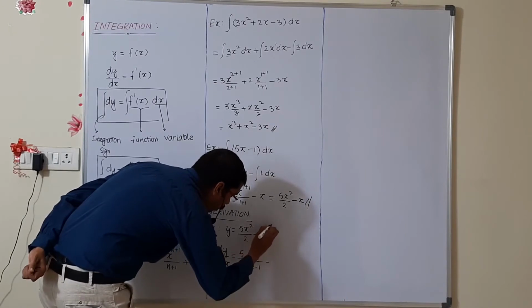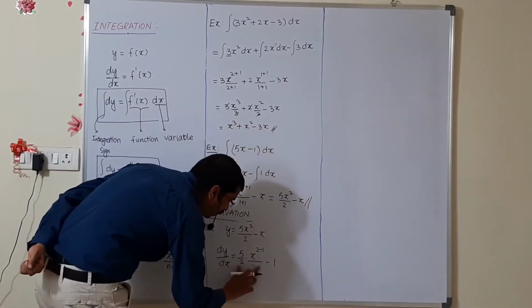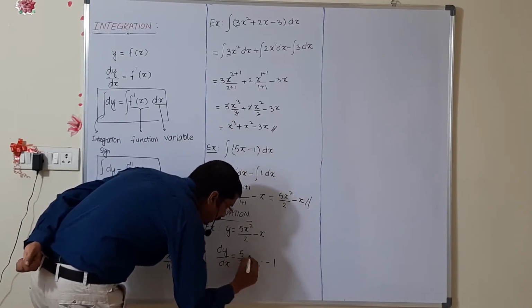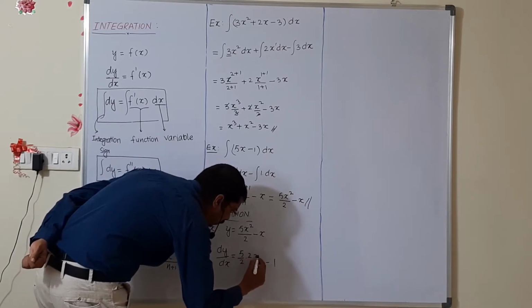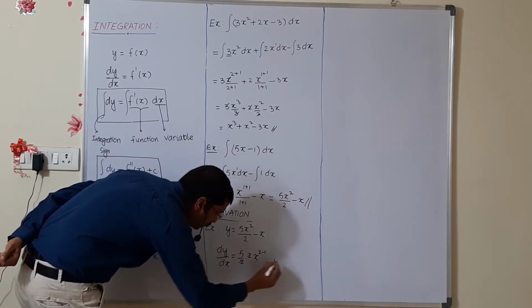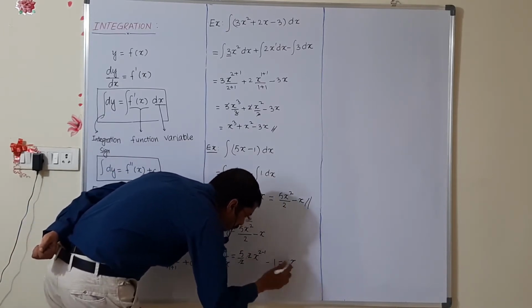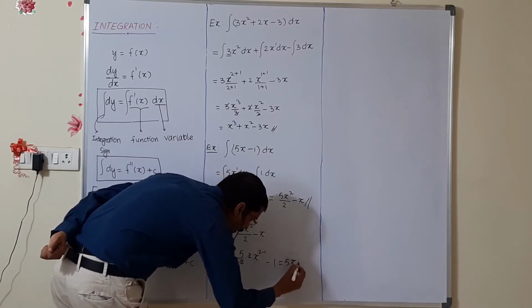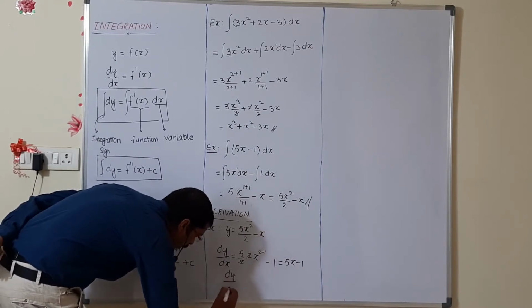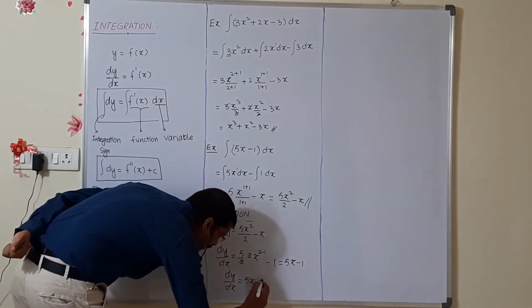Minus dx upon dx, it is 1. Sorry, this power, what will happen? What is the formula for differentiation of a power? Here n into x to the power of n minus 1. The 2 will cancel. Now the final equation is 5x minus 1, which is dy upon dx equals 5x minus 1.